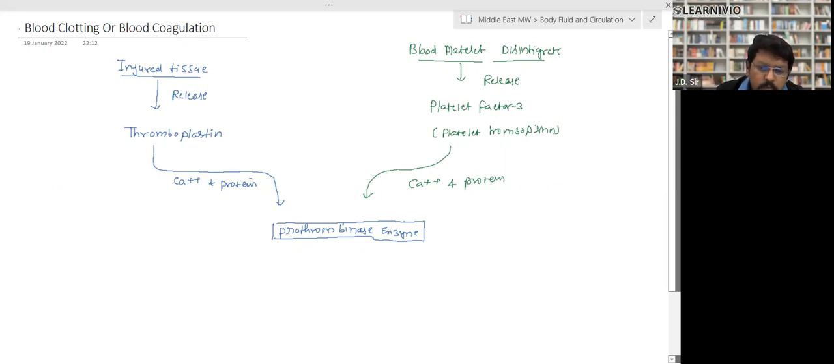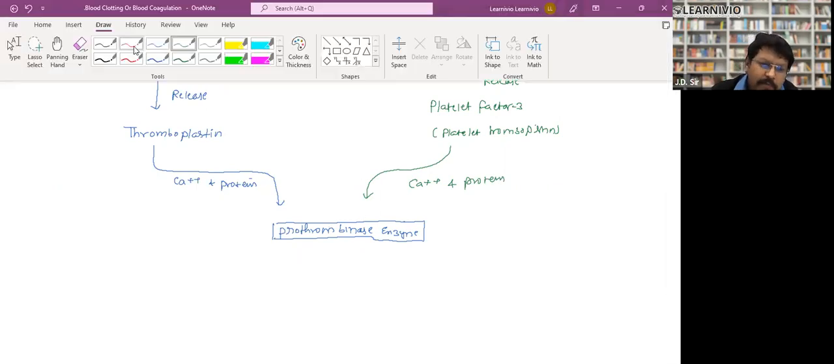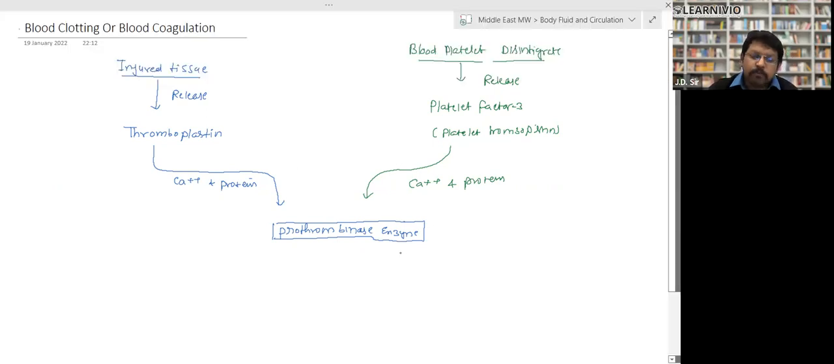What does the prothrombinase enzyme do? There is a hormone we have studied, the hormone heparin. Heparin is an anti-clotting agent, meaning heparin helps not to clot the blood. Prothrombinase inactivates heparin, and it catalyzes a reaction. What reaction does it catalyze?